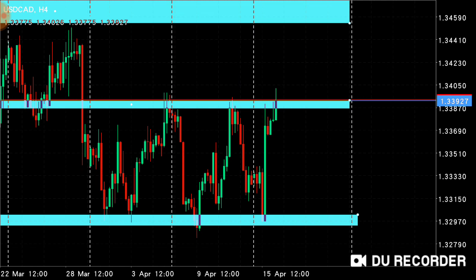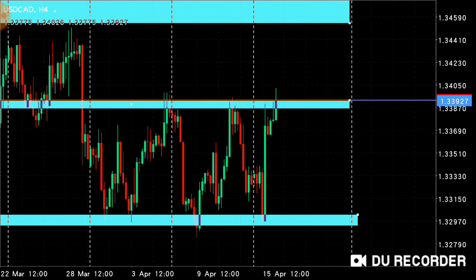Lakini technical analysis haiendi against na fundamental. If you are a good technical analyst, huwezi kuwa subjected na volatility ya fundamentals, kwa sababu always the fundamental is on your side kama ukitrade vizuri. Okay, kwa hiyo those are the zones.